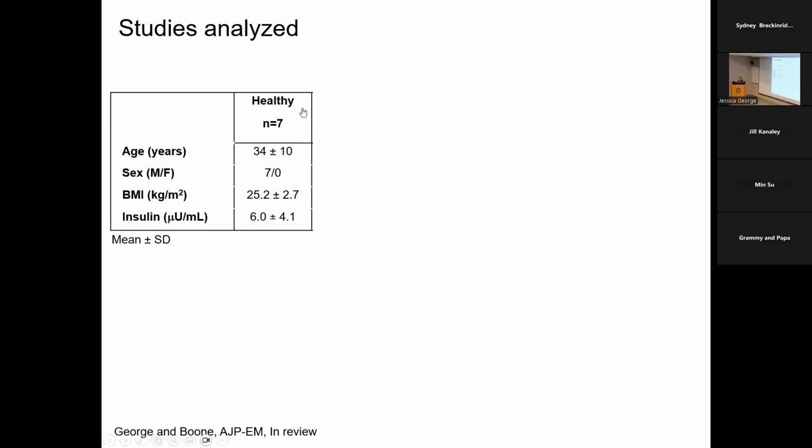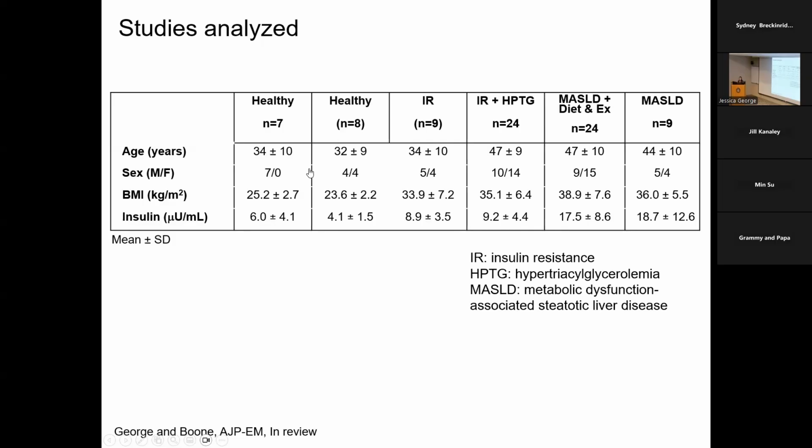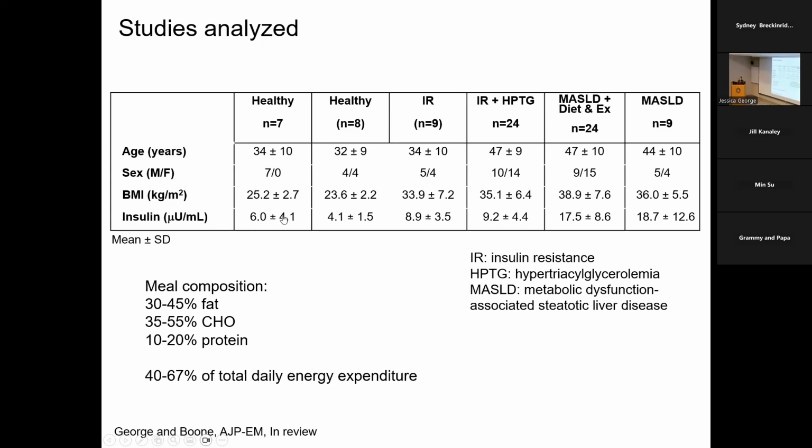So the first study investigated healthy male subjects, while the remaining studies included participants who were healthy or had insulin resistance, hypertriacylglycerolemia, or metabolic dysfunction-associated steatotic liver disease. You can see that BMI and insulin varied widely. In all of these studies, participants were fed meals that contained stable isotopes, and the meal composition ranged from 30 to 45% fat, 35 to 55% carbohydrate, 10 to 20% protein, and represented 40 to 67% of total daily energy expenditure.